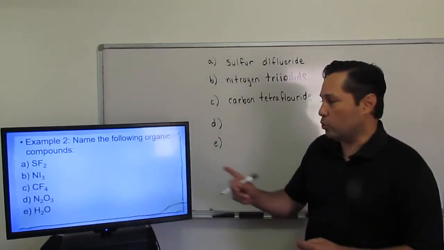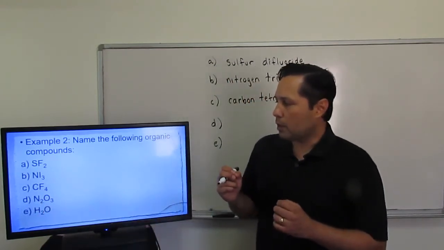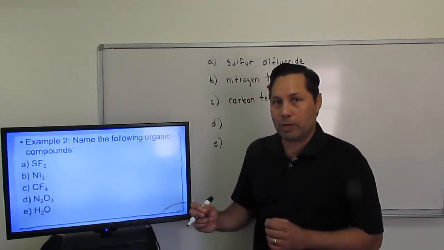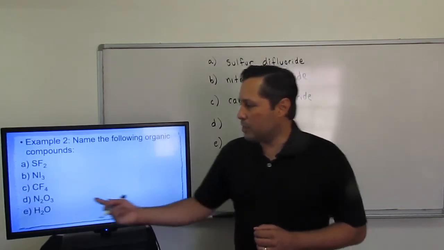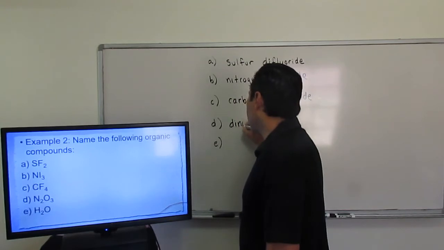Letter D, N2O3. N2, now finally we have the first atom have a number there, a subscript at the bottom. And so that means that there's 2 nitrogens. So I'm going to write dinitrogen.